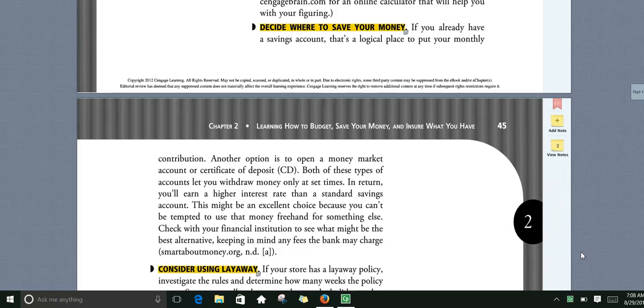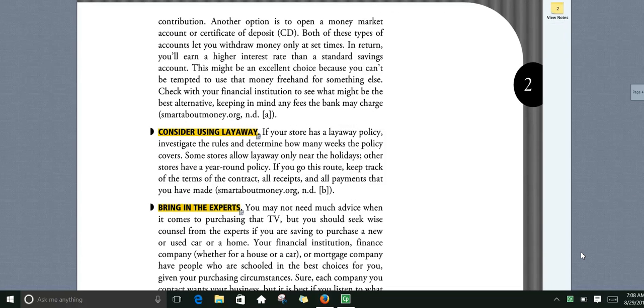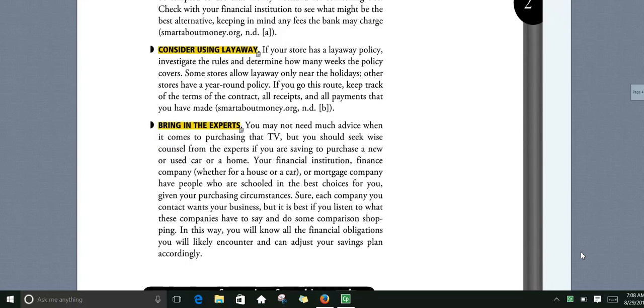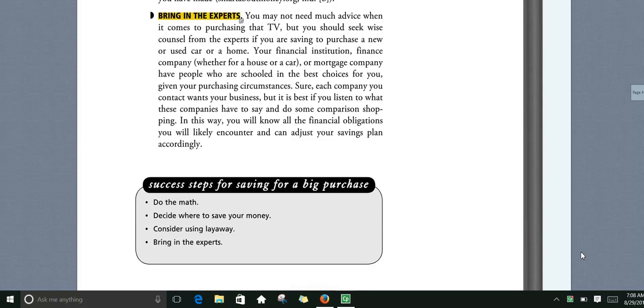Decide where to save your money. Consider using layaway if there is one available. We don't have that many layaways anymore. And bring in the experts before you make a final purchase.